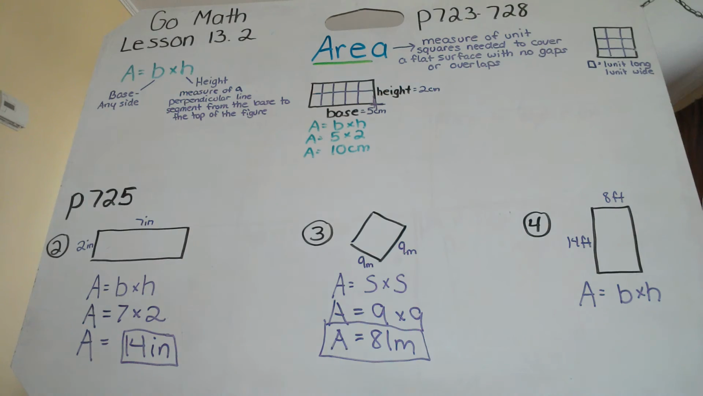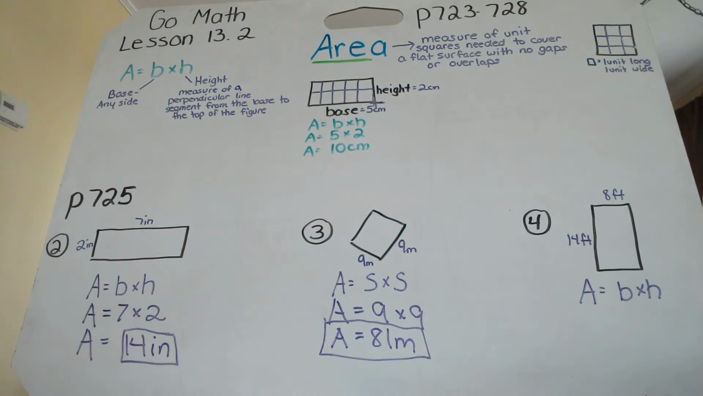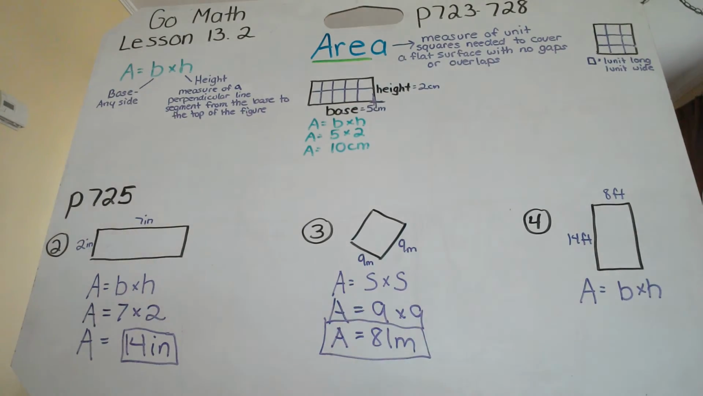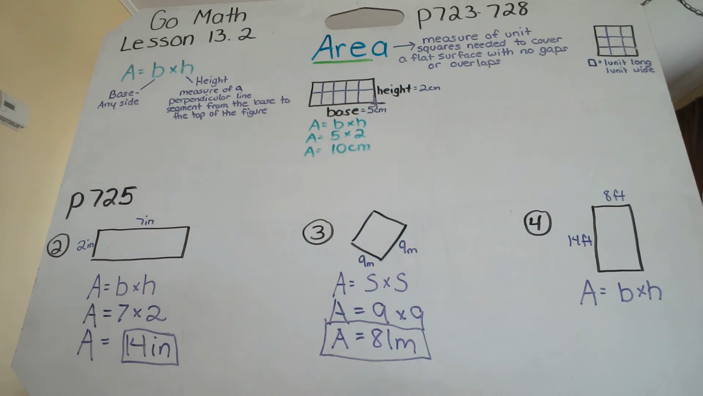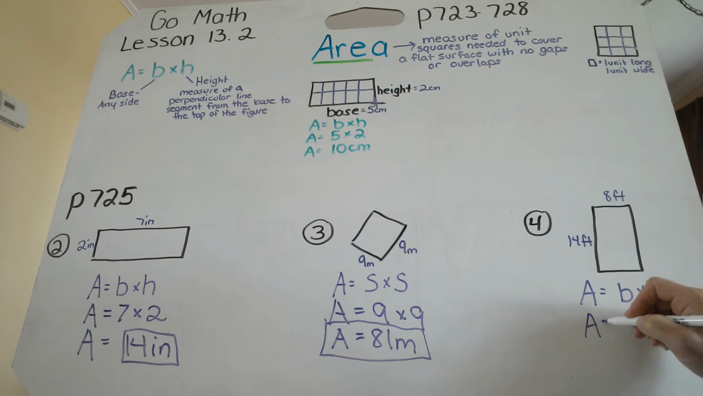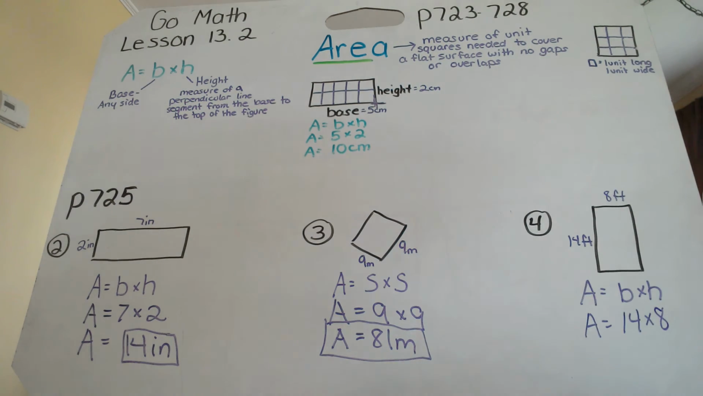All right, and number 4, we have a rectangle again, okay? And this is one of those bigger multiplication problems I was just telling you about. So area equals base times height, okay? So area equals 14 times what? Yep, times 8, because you use both of these numbers.